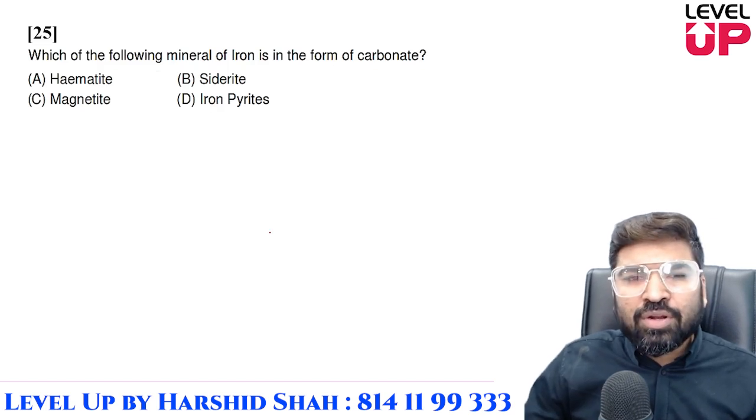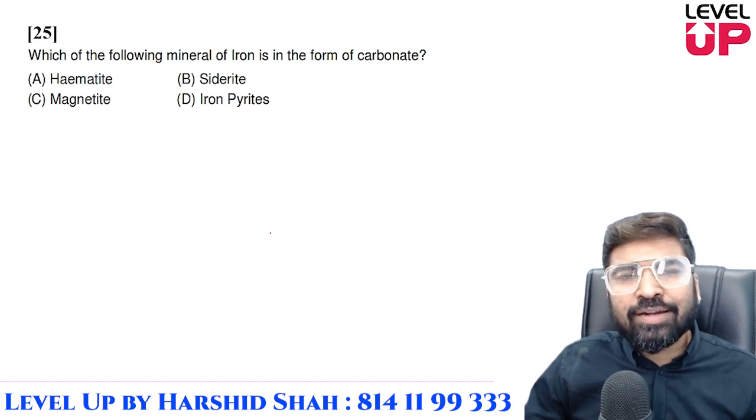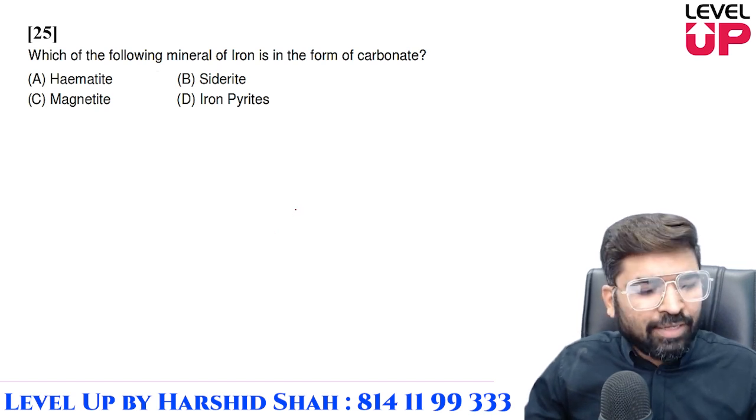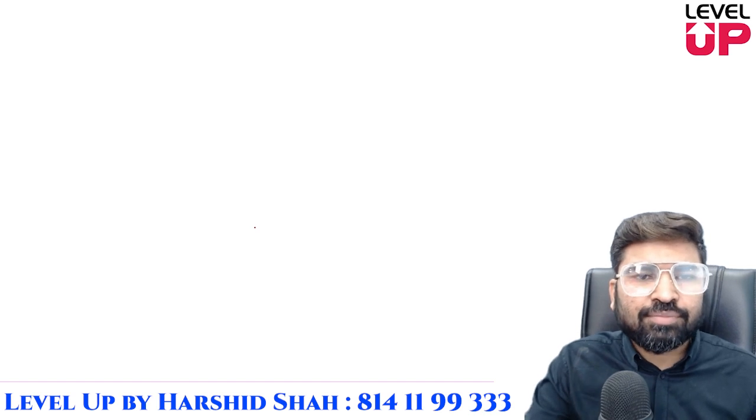Which of the following minerals of iron is in the form of carbonate? FeCO3 कौन है? Hematite, magnetite is oxides, iron pyrites is sulfide, and siderite is definitely carbonate.